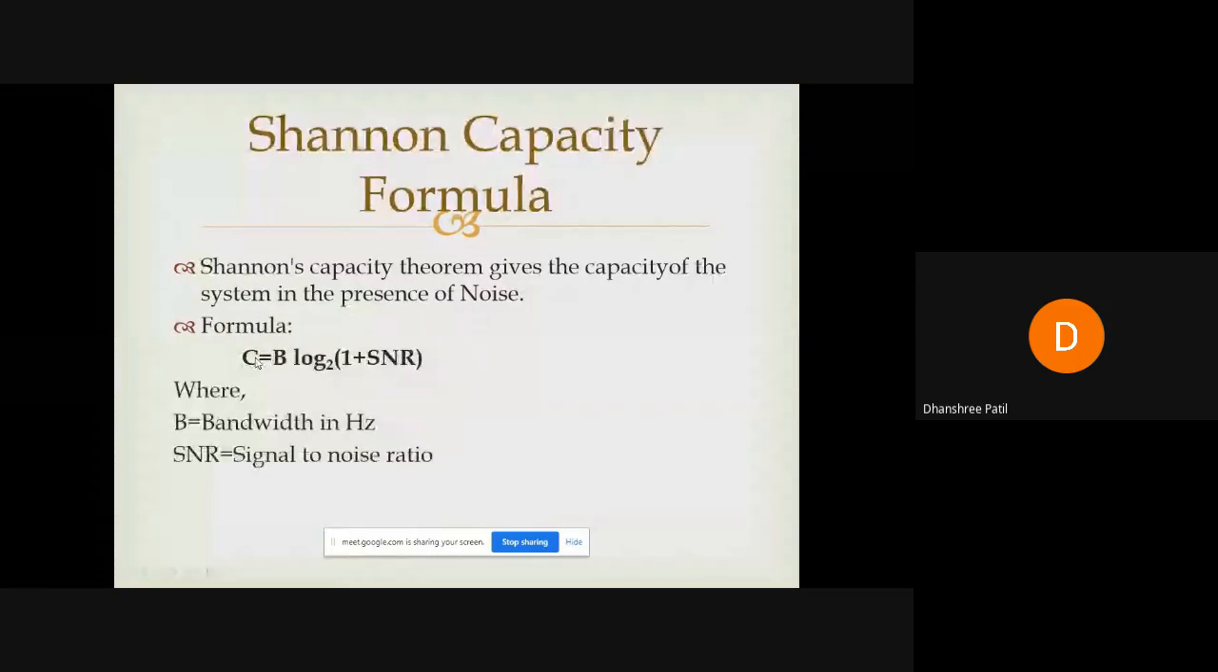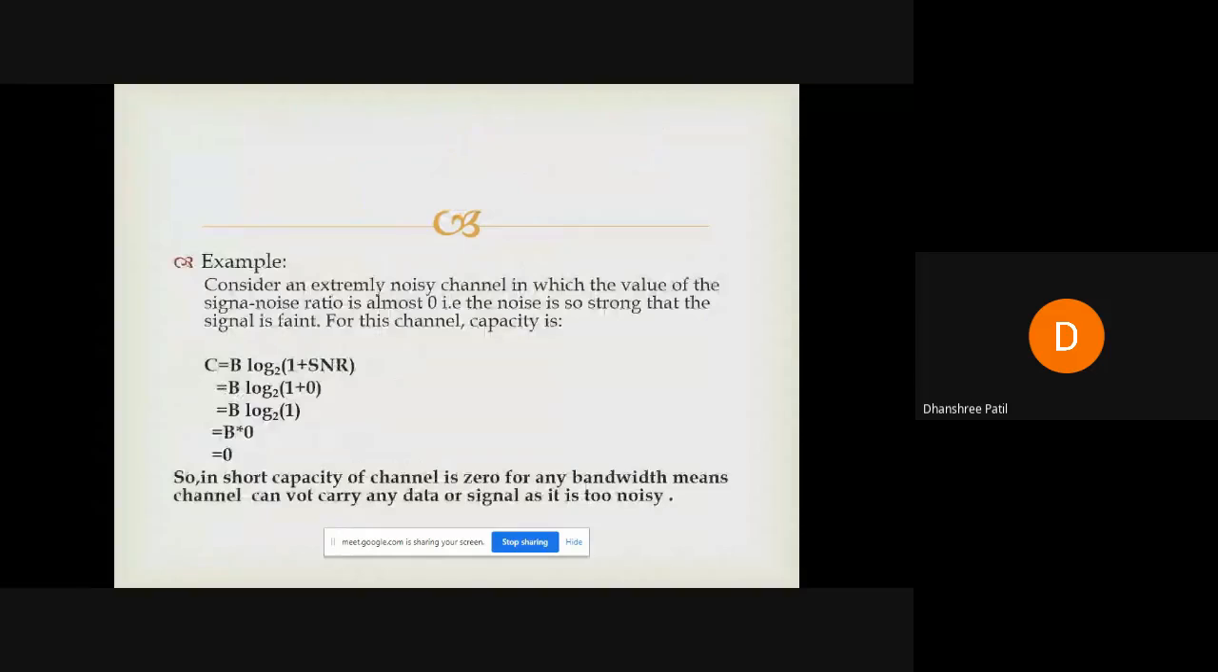C is equal to B log to the base 2 of 1 plus SNR, where B is bandwidth and SNR is the signal to noise ratio. Clear? So this is the formula. Let's see some examples of how it is decided. From this example you will understand what SNR is and what this formula is.